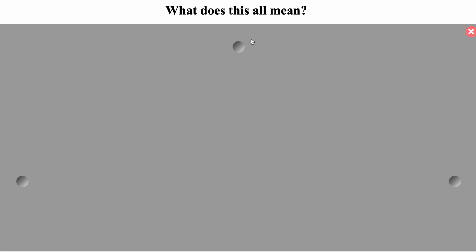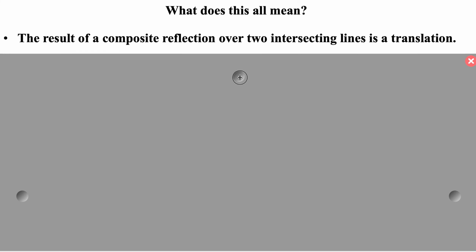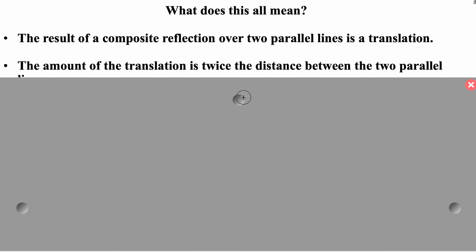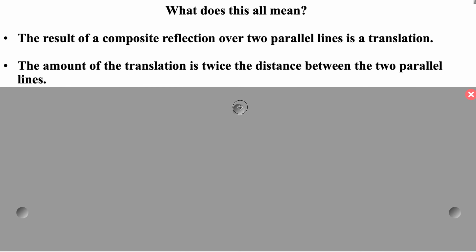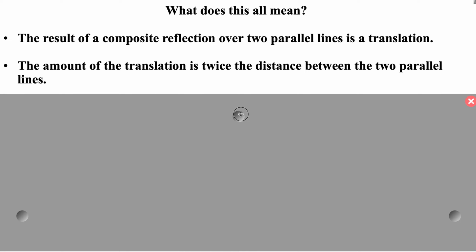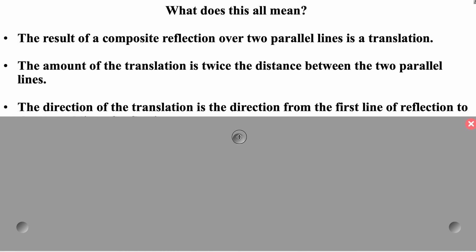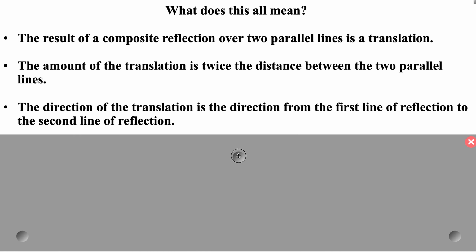So, to sum up, the result of a composite reflection over two intersecting, that's a typo, that should say parallel lines, is a translation. And the amount of the translation is twice the distance between the two parallel lines. So if they're 4 apart, it translates 8. If they're 5 apart, it would translate 10. The direction of the translation is the direction from the first line of reflection to the second line.